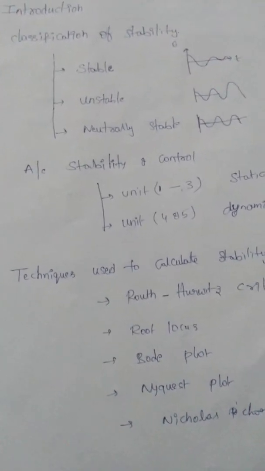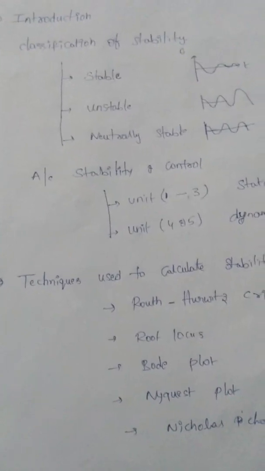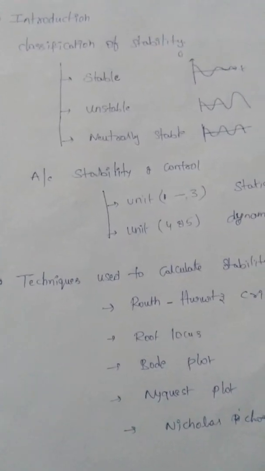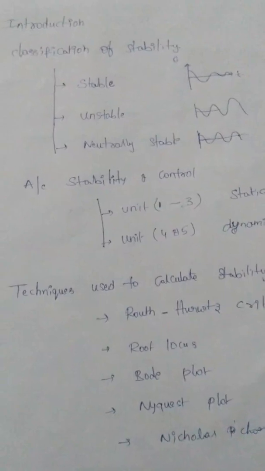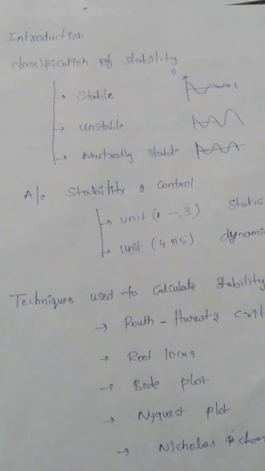When you are dealing with fourth order systems, it is very difficult to calculate the roots of the system. So that's why we are using this Routh stability criteria.